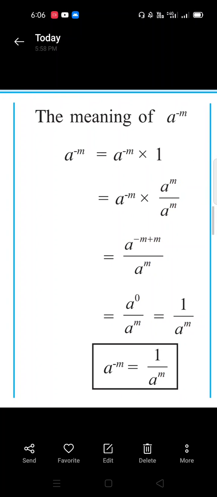Next, the meaning of a raised to minus m. In this example, there is a minus power, a negative power. So when there is a negative power, that particular number appears in the denominator. The whole thing appears in the denominator. So a raised to minus m means 1 upon a raised to m. Clear? A raised to minus m is equal to 1 upon a raised to m.